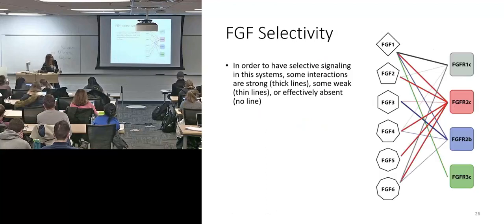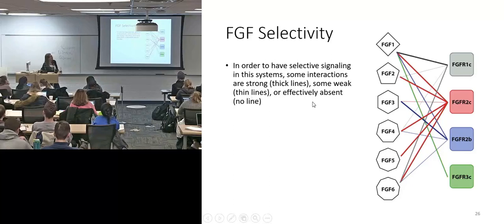So there's a couple different variants of the FGF molecule itself, 1 through 6. And this is a graphic from your book showing the different receptors: receptor 1, 2C, 2B, whatever. It shows strong interactions or high affinity as thicker lines, and weak interactions as thinner lines. If there's no line connecting those two, it's effectively absent. You don't even have to consider that as a possible off-target site.